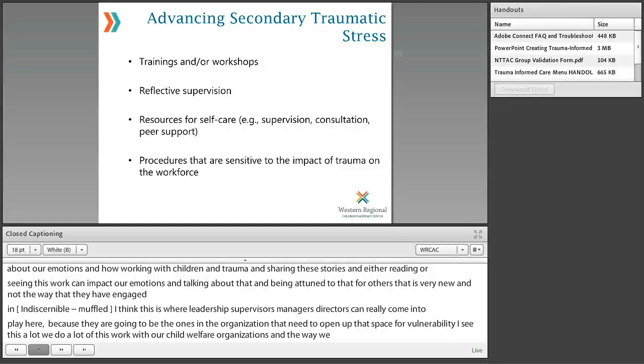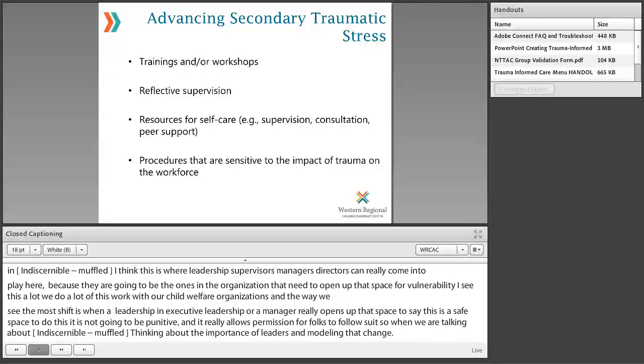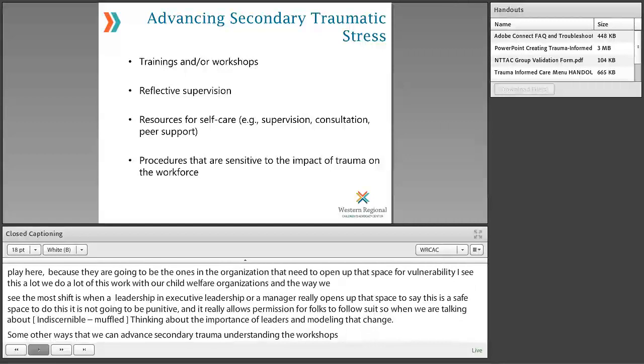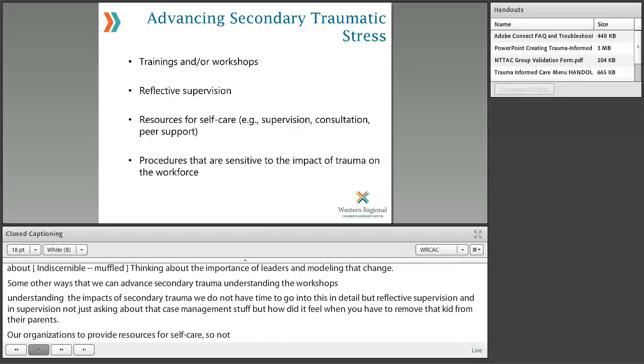Some other ways that we can address secondary trauma are trainings or workshops that help us understand its impact. We don't have time to go into this in detail, but reflective supervision matters. In supervision, ask not just about the case management stuff, but how it felt to remove that kiddo from their parents. Our organizations should also provide resources for self-care. So not just saying to take that time at night to engage in self-care, but really providing resources. That could be supervision, consultation, peer support, and procedures that are sensitive to the impact of trauma on the workforce.